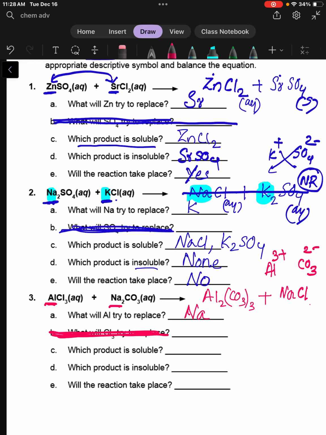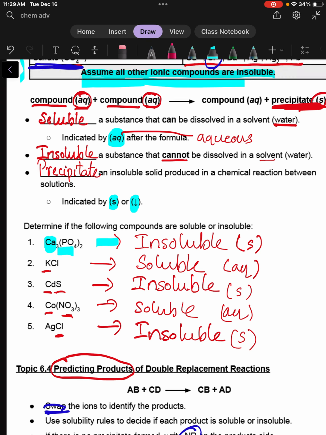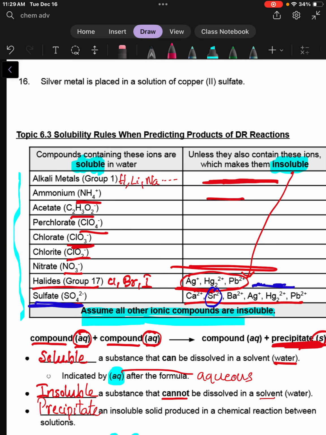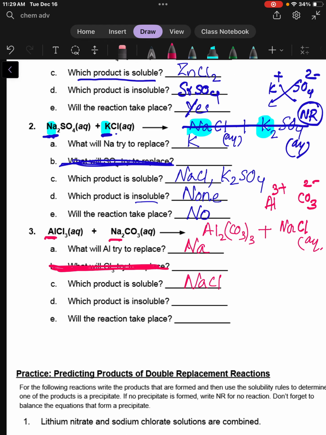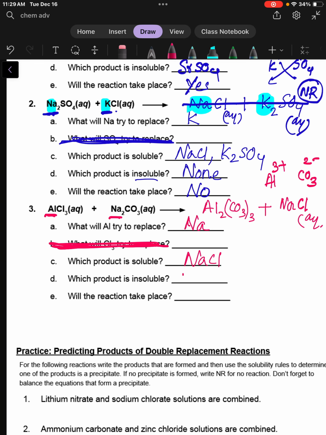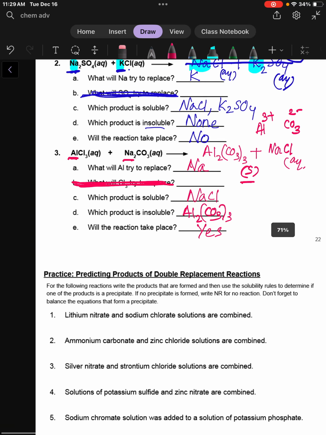When you look at NaCl, we know that it is AQ because that is the group 1 metal there. And aluminum carbonate, okay? Aluminum is not here in this chart and carbonate is also not here. So we are assuming that is a solid. So you are going to write Al2(CO3)3 is an insoluble substance. Since there is a precipitate, this reaction will take place. Okay, that is the notes.